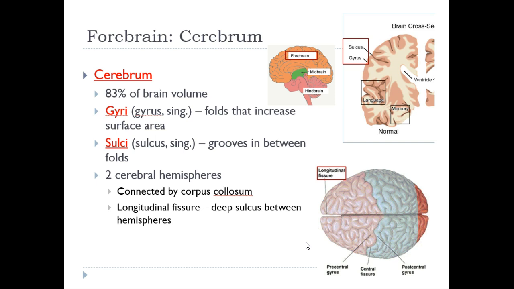Sulci are going to be the grooves between these folds, so those little lines that you're seeing. And then there's two hemispheres. These two hemispheres are connected by this middle area called the corpus callosum, and it's the area that connects one part of the brain to the other.